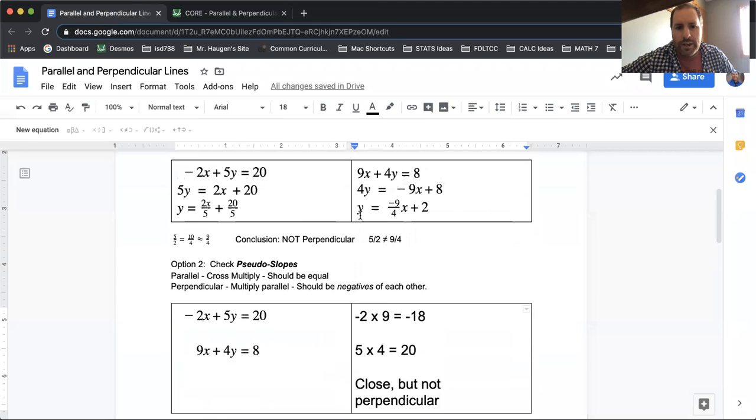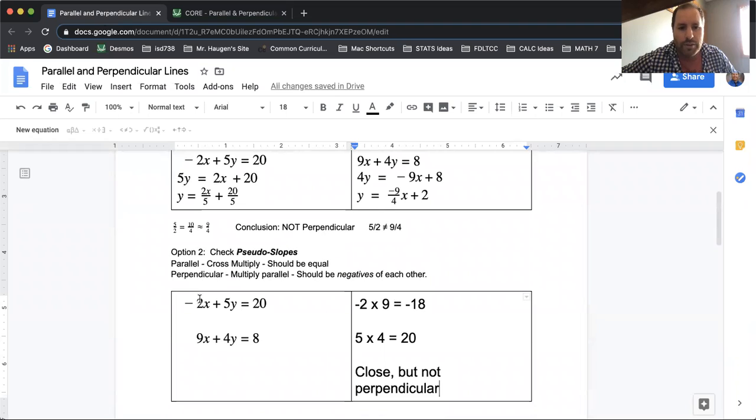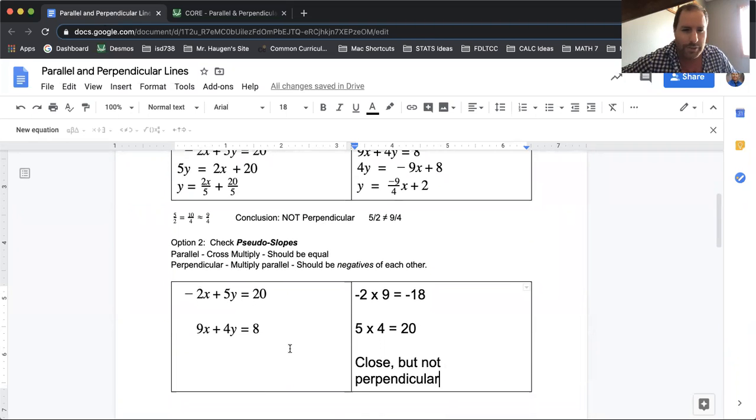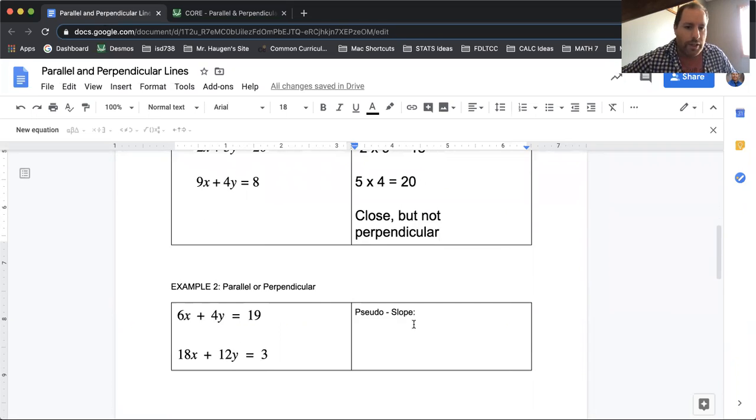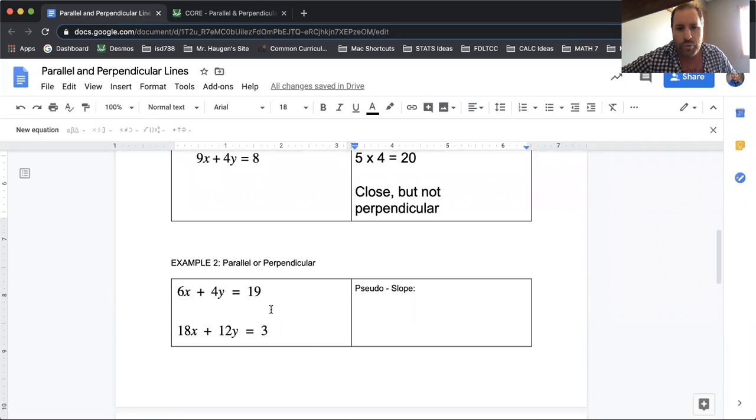And since to check perpendicular lines, we end up flipping the x and y value, we just multiply along these. It's kind of a little bit different. So that's kind of our option there, right? Close but not perpendicular.